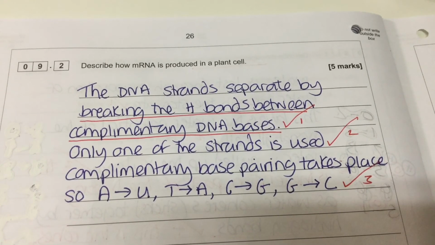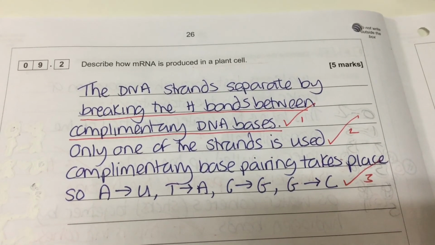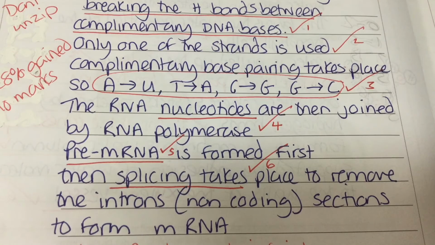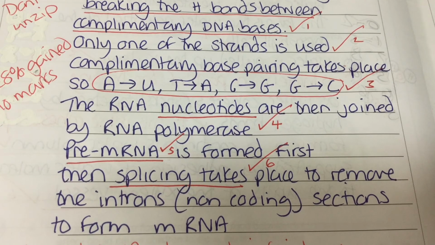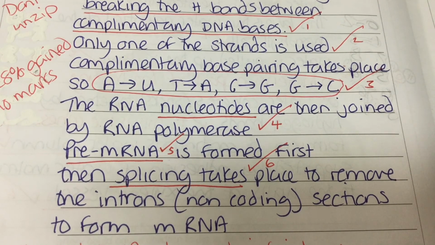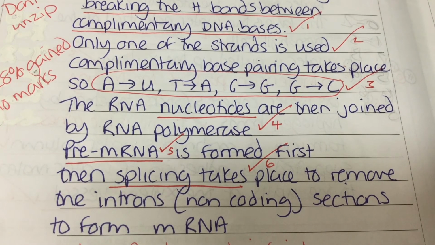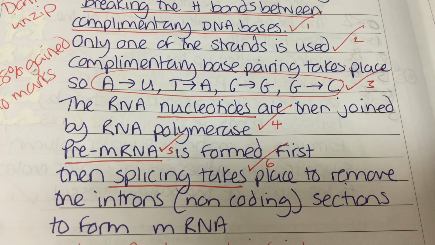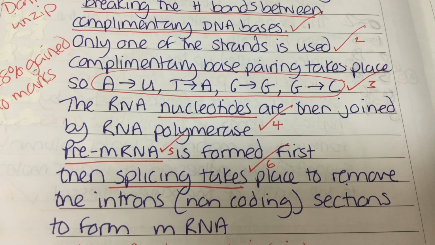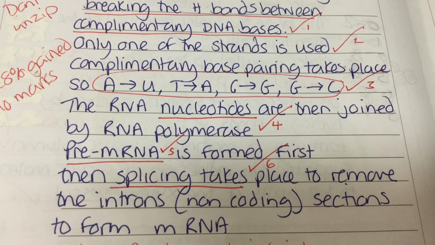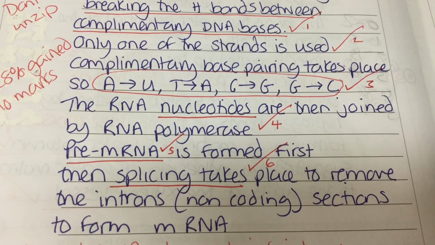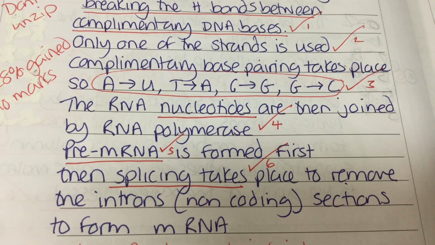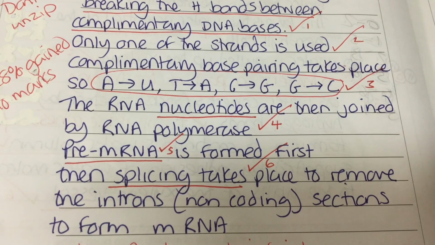Now 28% of students gained no marks, and of those students who did score well on this question, most of them omitted this bit of detail here. Why I've circled it. The next mark was for saying that RNA nucleotides are joined together by RNA polymerase. And that makes sense, doesn't it? The idea that polymerase is an enzyme that makes a polymer, and it makes a polymer of RNA. In other words, all of those nucleotides are joined together.